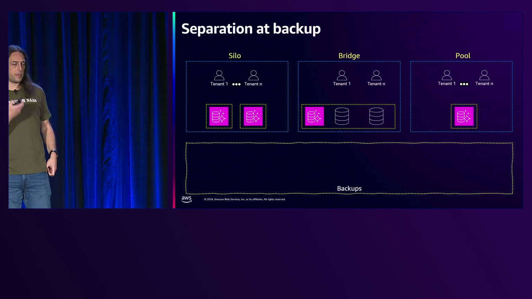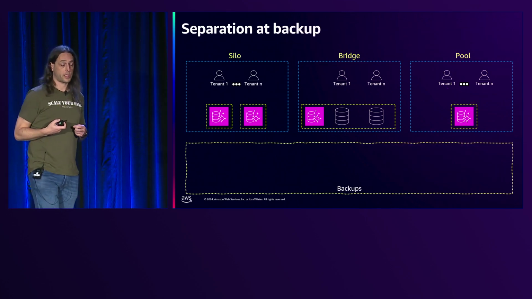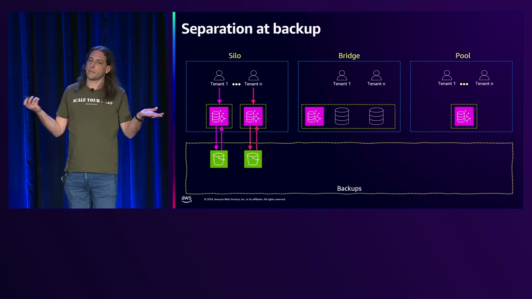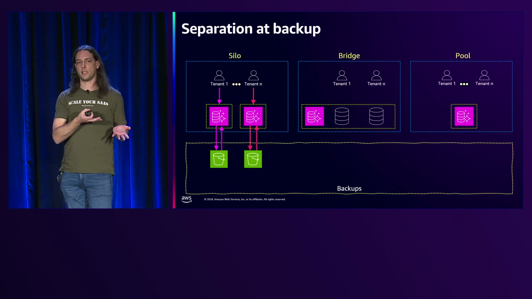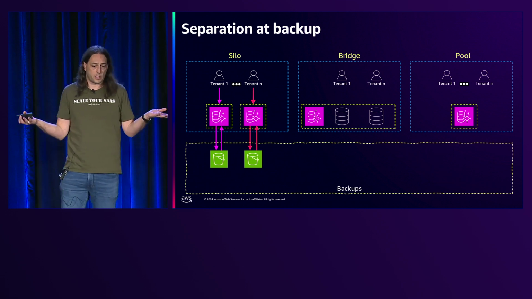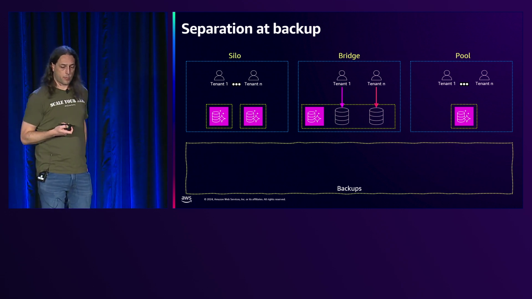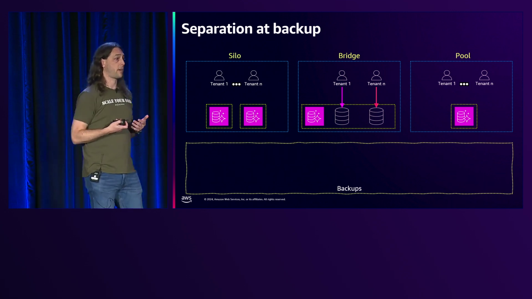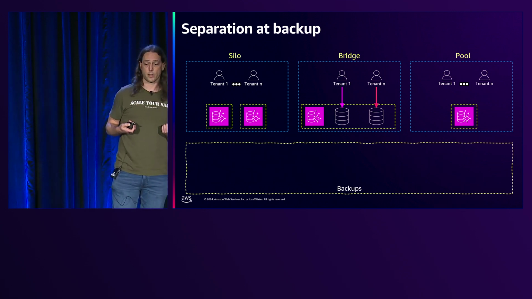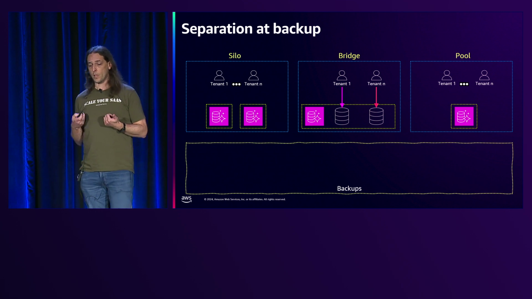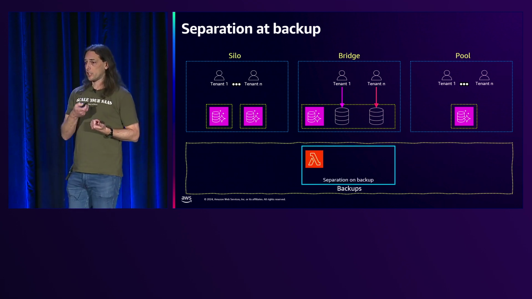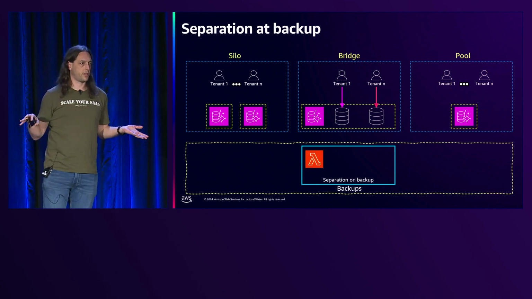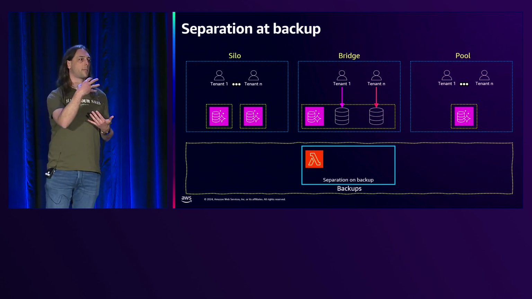But there are some reasons why you may want to do separation at backup as well. So if we look at Silo, nothing's changing, right? Simplicity at the cost of efficiency. But inside the bridge model, now we can use those same mechanisms for separation that we had before, but we're doing it during the backup phase. Now, the challenge here is that before, when we were using the native tools, we were doing it at the physical layer. So we weren't having a performance impact.